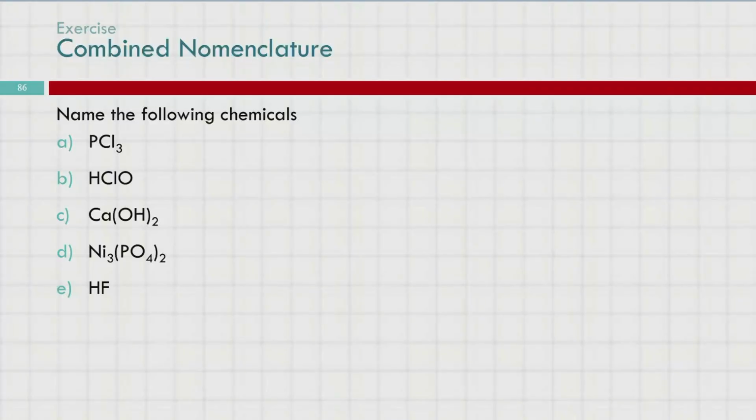So the following chemicals. We've got PCl3. What kind of compound is PCl3? Is it ionic, molecular, or acid? We know that it's not an acid because it doesn't start with H. All right, so our options are ionic or molecular. Ionic compounds have metals in them. Phosphorus and chlorine are both nonmetals, so we don't have a metal, meaning that it's molecular. So this one's molecular because it's nonmetals only. It's also binary.